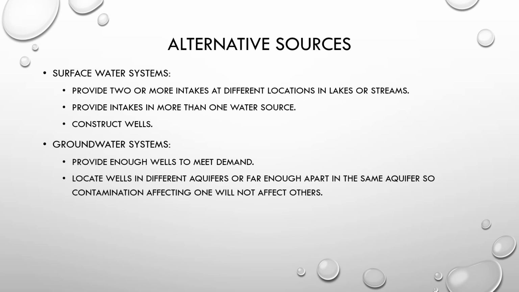And then you can always have wells that are constructed to replenish those surface water sources. Groundwater systems, obviously, you want to have enough wells to meet the demand of the public, but then you want those to be located in different aquifers. So if one is contaminated, then you can continue to pull from the other while you try to do some kind of in situ treatment. You might be able to get away with having multiple wells on the same aquifer just so long as they're far enough apart that one won't affect the other.